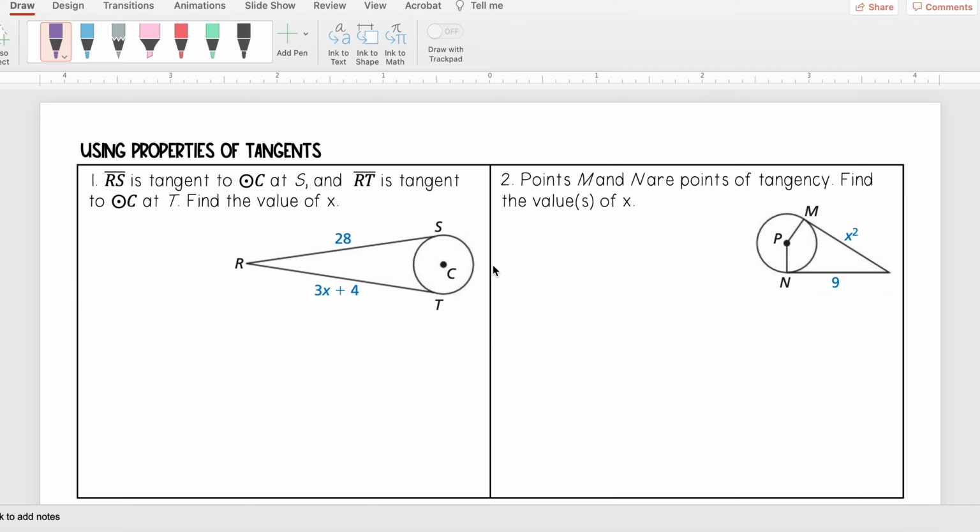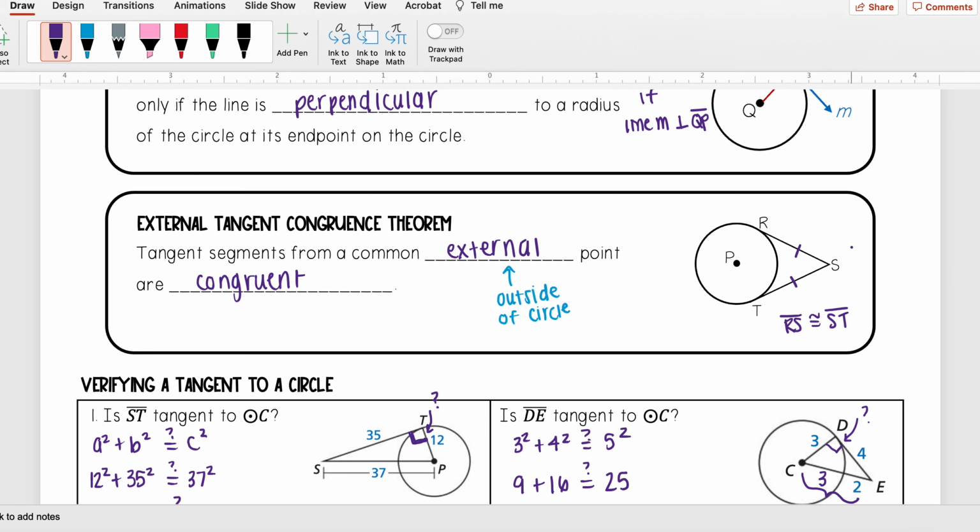For this last video, we're going to be looking at utilizing that second theorem that we talked about in an earlier video. And just as a refresher, that second theorem told us that tangent segments from a common external point, so some point outside of the circle, and the segments that are tangent to the circle are congruent.